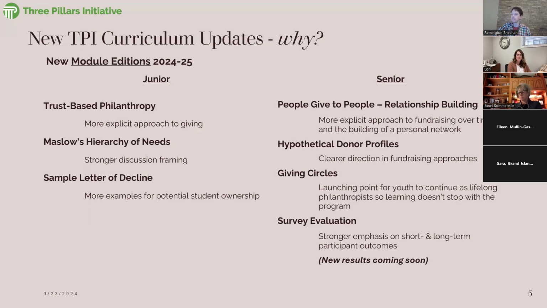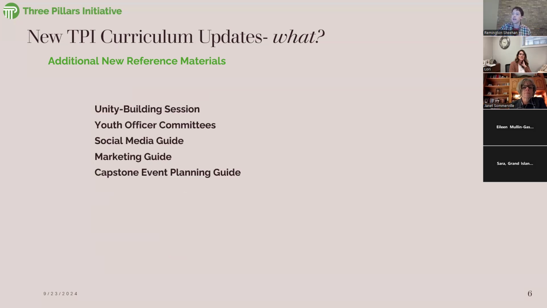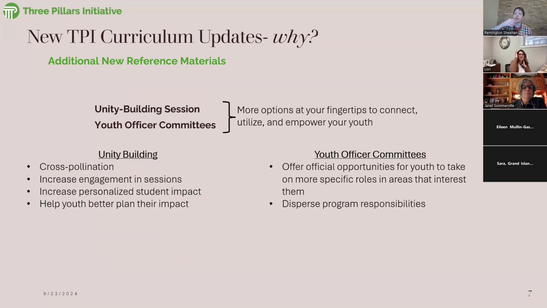But as something else that we wanted to point out and get a little bit more attention for this curriculum, the last section of the updates is general additional new reference material. There's a huge list of things, and a lot of them are somewhat departures from what has been included in the past. Here are the ones that I wanted to specify a little more. The first two here are the unity building sessions and the youth officer committees. These are not things that you have to do in the curriculum. They're not required in any capacity. They're meant to be tools and options at your fingertips to have a better connection and to utilize and empower your youth in a more appropriate and beneficial way.